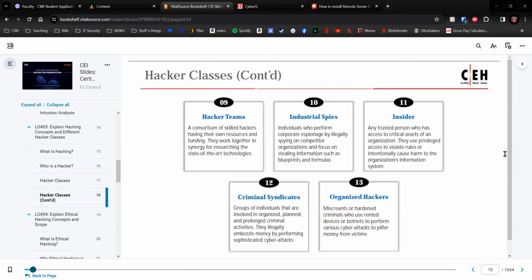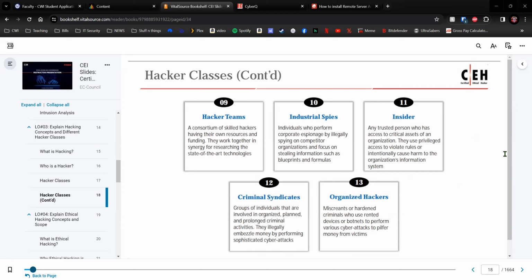All right. Hacker teams. These are hacker classes continued. Consortium of skilled hackers having their own resources and funding. They work together in synergy for research of state-of-the-art technologies. Industrial spies are individuals who perform corporate espionage by illegally spying on competitor organizations and focus on stealing information like blueprints and formulas. Insiders: any trusted person who has access to critical assets of an organization.